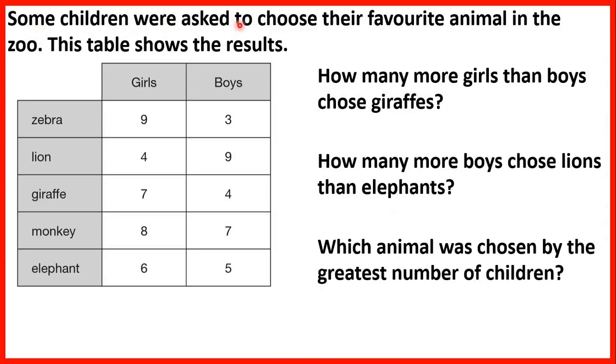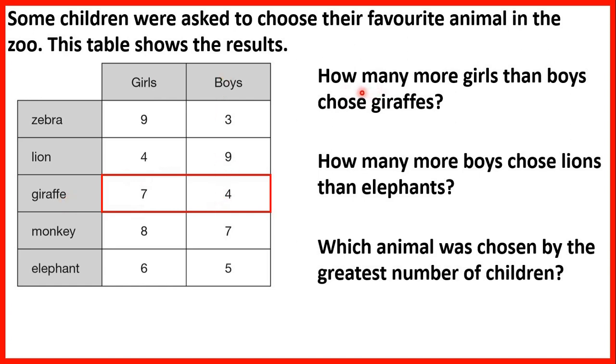Some children were asked to choose their favourite animal in the zoo. This table shows the results. How many more girls than boys chose giraffes? So we can see that the row for giraffes is this row here. And we can see if we look up that 7 girls chose giraffe and 4 boys.